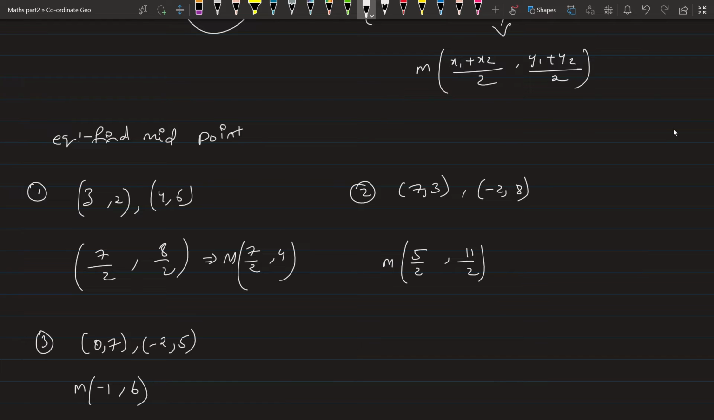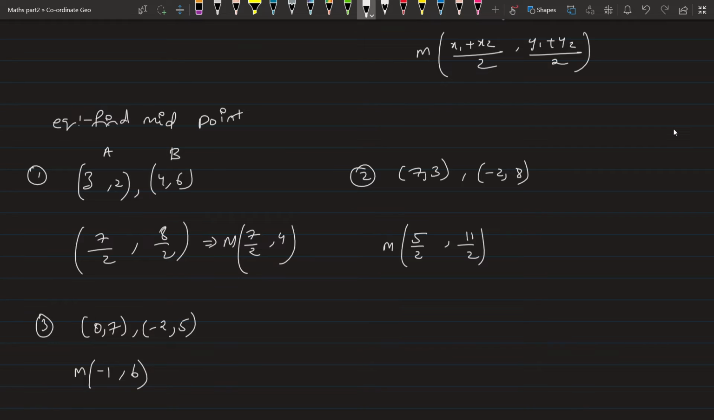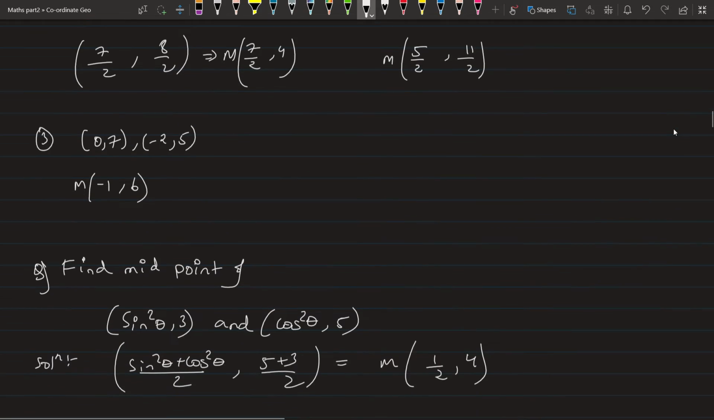This is the first question. We will try this question. (3, 2) is 1 point, we will take it as A, and (4, 6) is another point, B. So the midpoint will be 3 plus 4 divided by 2, that is 7 by 2, and 6 plus 2 divided by 2, that is 8 by 2. Then the midpoint will be (7/2, 4). You can try these questions afterwards.